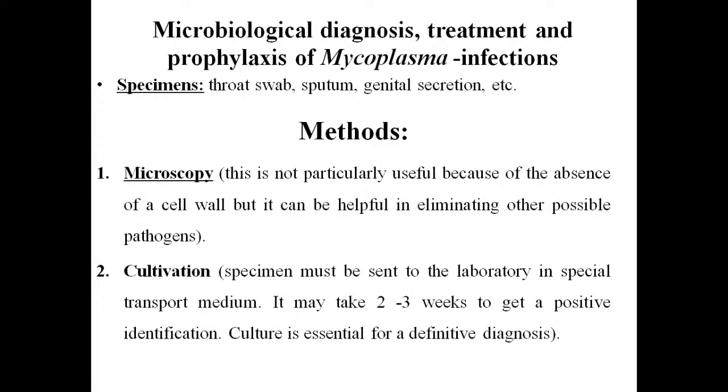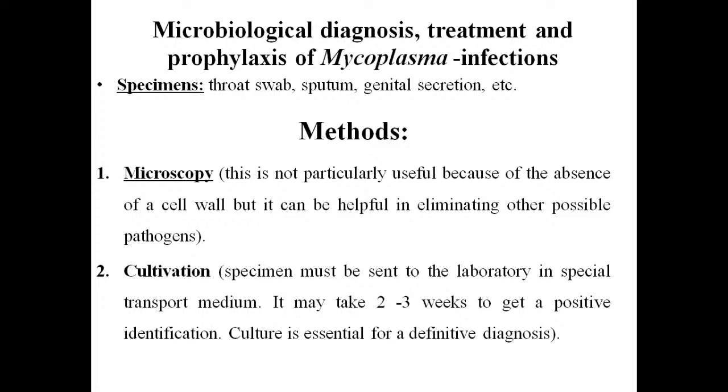Swab excretions or discharge from urethra or vagina in sexually transmitted disease in urogenital infections, sputum in pneumonia, throat swab in tracheobronchitis. Which methods are used? The first one is microscopic. This is not particularly useful because of the absence of a cell wall, but it can be helpful in eliminating other possible pathogens. Or we can use the Romanovsky-Giemsa stain.